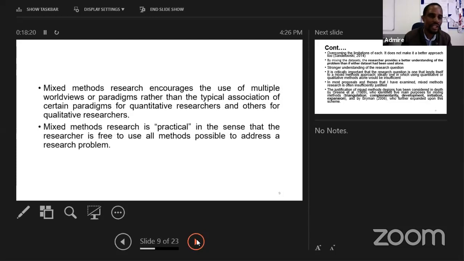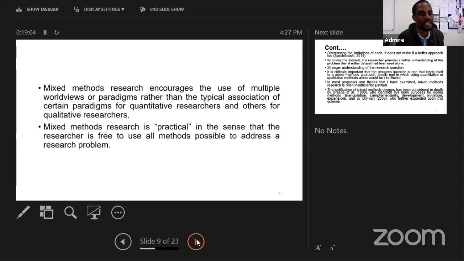And the other issue we want to talk about is that when you are using a mixed methods research approach, it encourages the use of multiple worldviews or paradigms, as we pointed out when we talked about paradigms. We said, for example, if you are a positivist researcher, you are more inclined to use quantitative research. But if you are a constructivist or an interpretivist researcher at a paradigm level, you are likely to use qualitative research. So the mixed methods approach allows you to combine all these seemingly antagonistic approaches, and that allows you to engage with research at a deeper level than when you are just focusing on one specific research methodology.